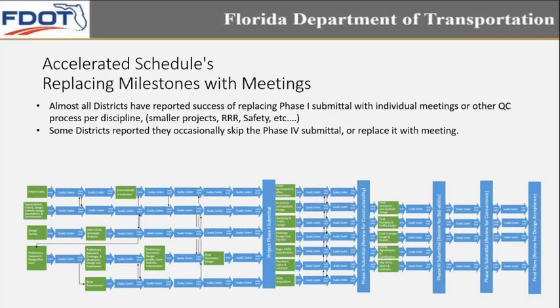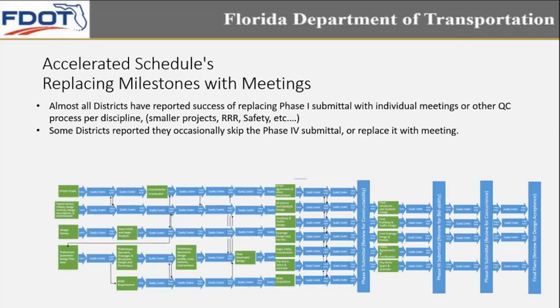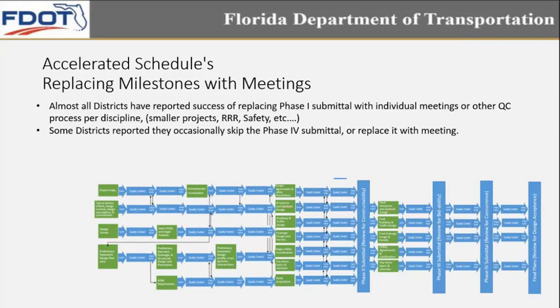One is accelerated schedules, replacing milestones with meetings. Almost all districts have reported success replacing the Phase 1 submittal with individual meetings or a QC process per discipline. The Phase 1 is really about that initial technical design, where face-to-face meetings sometimes are more appropriate than a mass ERC review with reviewers. So for simple projects, 3R, safety, almost all districts, the department, I think we do this without thinking about it, eliminating the Phase 1 submittal and replacing it with meetings.